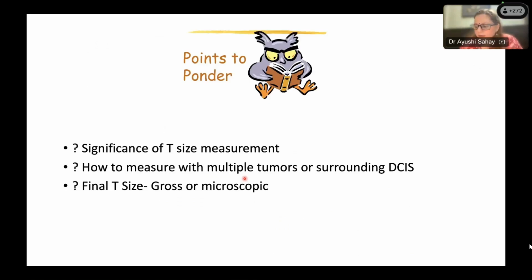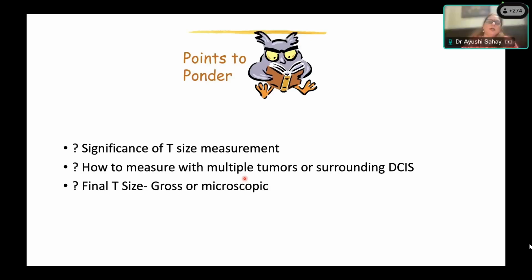So again, I'm coming back to my residents. Faizan, can you tell me what is the significance of T size measurement? As I said, you have to measure the size of the tumor. Can you tell me the significance? Is Faizan there? If not, Ford, can you tell me? Hello? Ma'am, yeah, it helps for staging purpose. Staging. So how does it help in staging? Ma'am, the larger the tumor, the stage will be more.